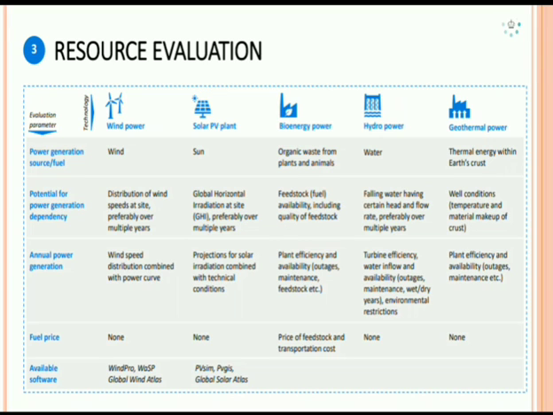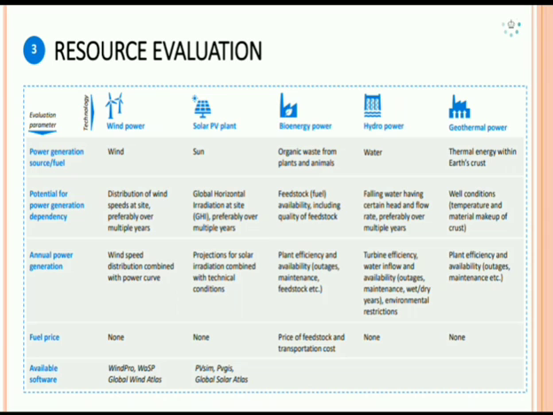Here in the resource evaluation, let us consider an example of a biomass plant or biomass project. First we will see the power generation sources or fuels, meaning where we can get the power that is needed for the project. We have different options: wind, sun, organic waste from plants and animals, then water, and also thermal energy from the earth's crust. What is the potential for power generation dependency?